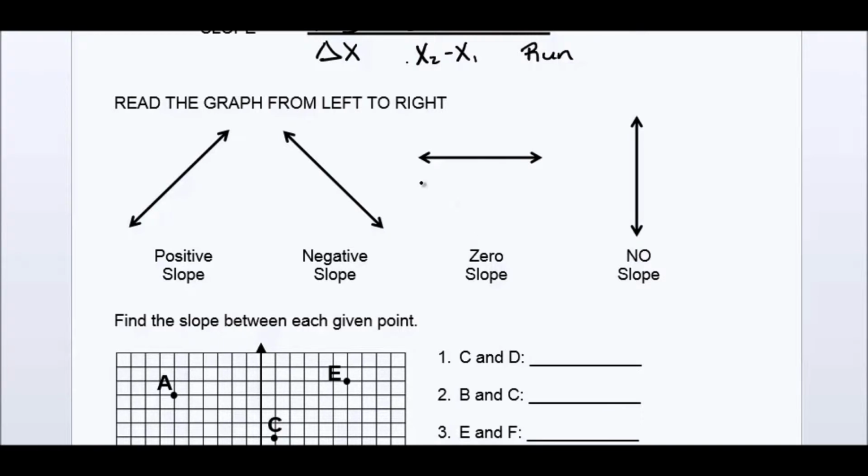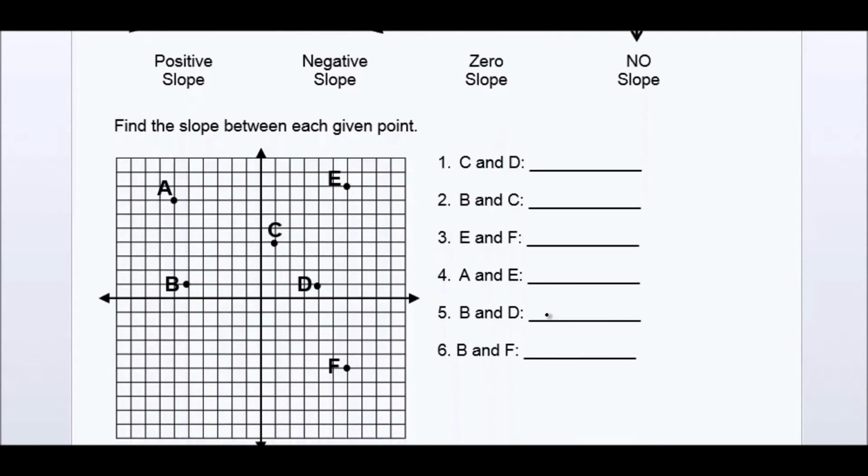Here it doesn't matter. If it's a horizontal line, we say it's zero slope. Remember, horizontal line, zero slope. If it's a vertical line, we say it's no slope. Sometimes you might see does not exist, sometimes you might see undefined. But just remember, it's no slope, undefined, does not exist. Okay, so now let's go ahead and do some examples.